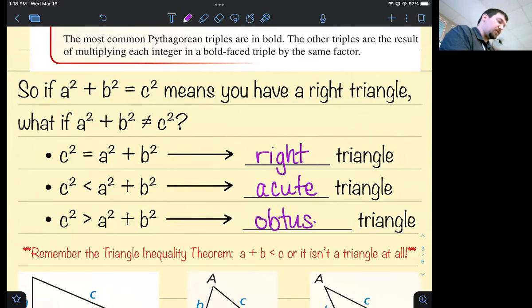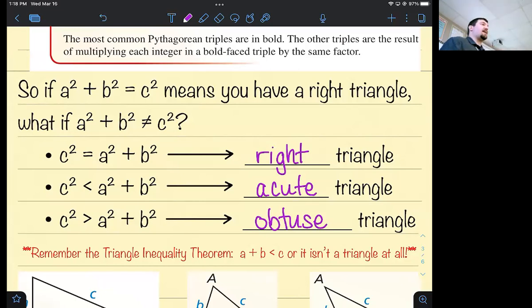This is where we're getting into the geometry part. What we just did was the 8th grade part of the lesson. Now I'm doing the geometry part, taking the Pythagorean theorem to the next level. You can use the converse of the Pythagorean theorem to determine not just if it's a right triangle or not, but literally if it's an acute triangle or obtuse triangle as well.